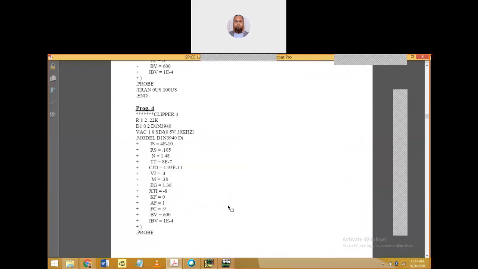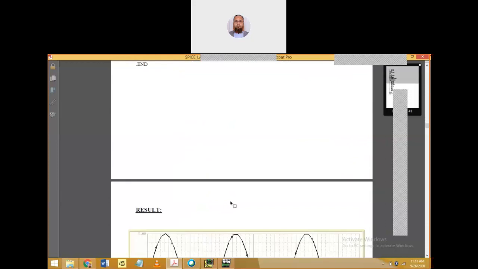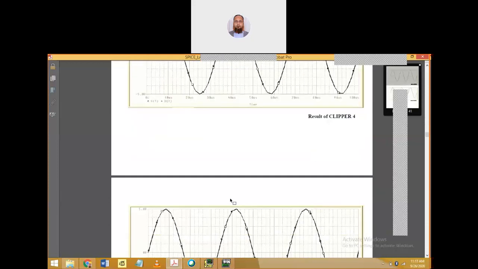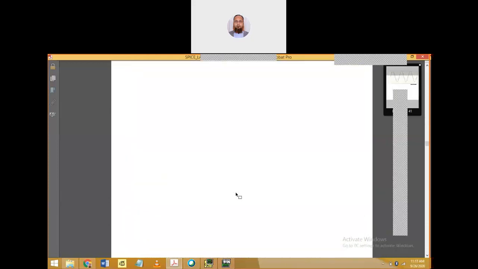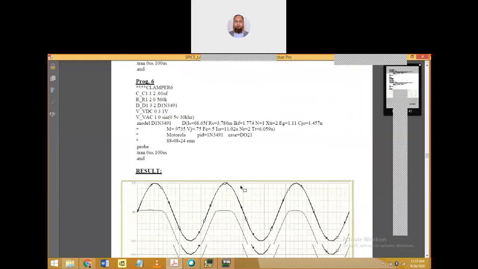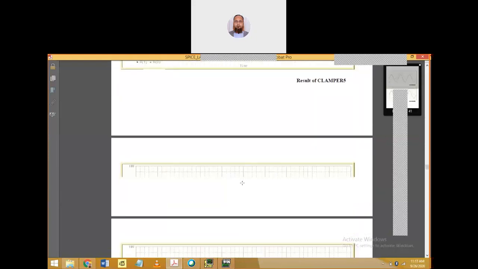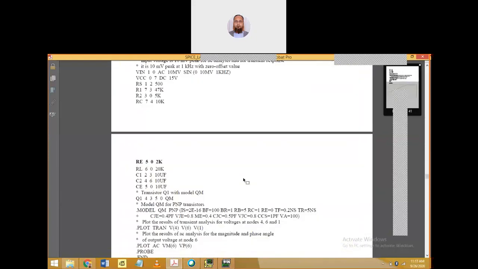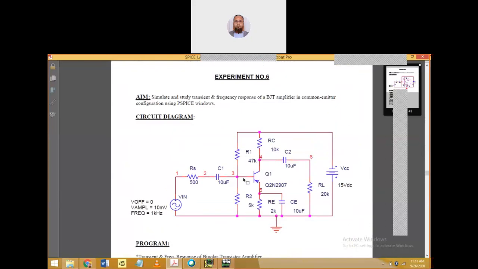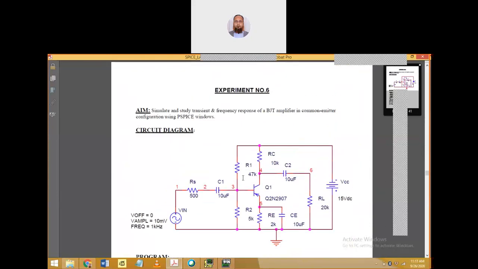So we are going to see the next circuit. So what we are going to see now, this is the circuit, and this is called the common emitter amplifier. Common emitter amplifier, common emitter configuration.